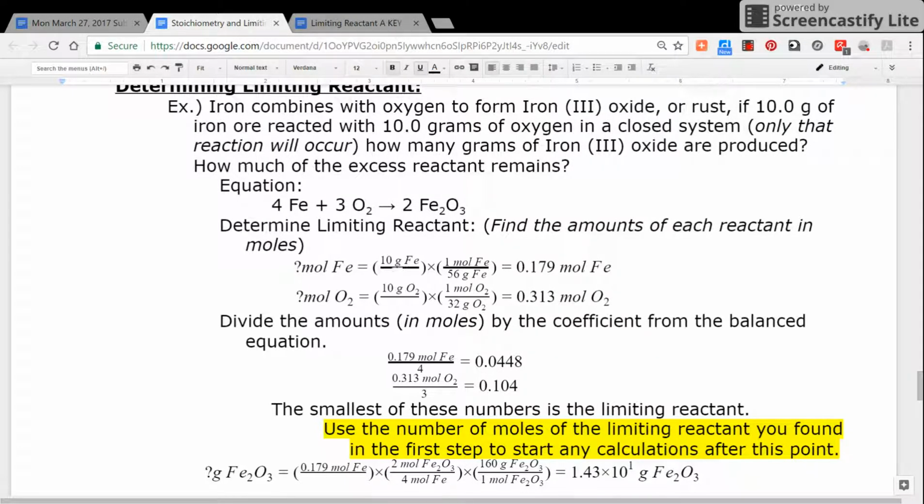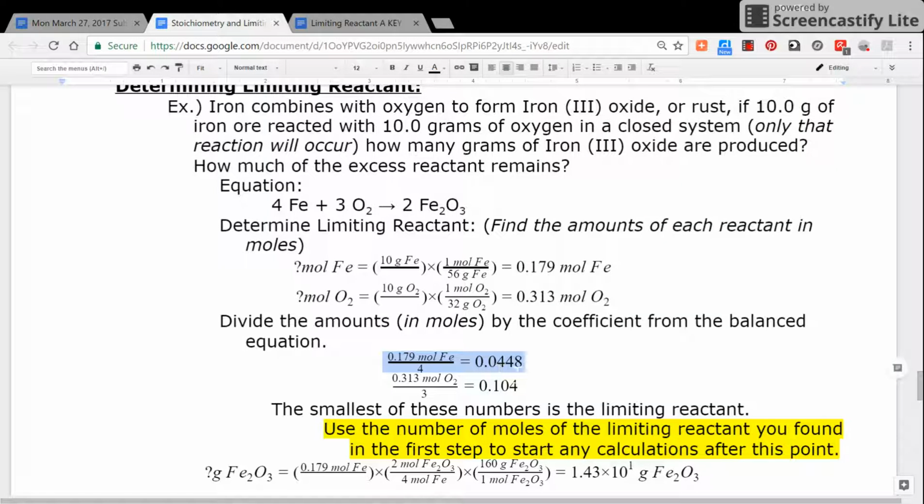We're starting out in grams. So with iron, we convert it to moles. Oxygen, convert it to moles. Then we're going to divide by the coefficient in the equation. So iron, there's a 4 out in front. That's our coefficient. And oxygen, there's a 3 out in front. That's our coefficient. Once you divide, the smaller one is the limiting reactant.